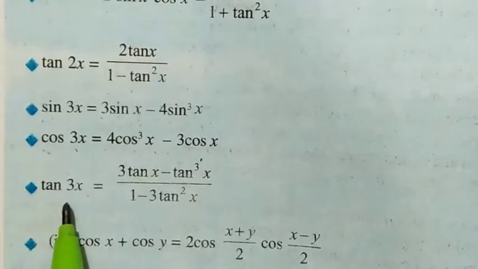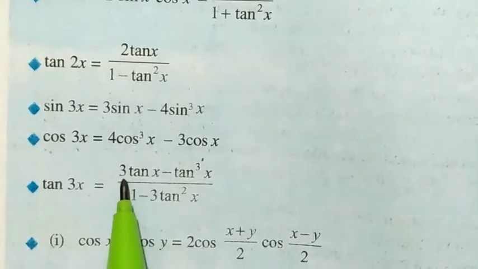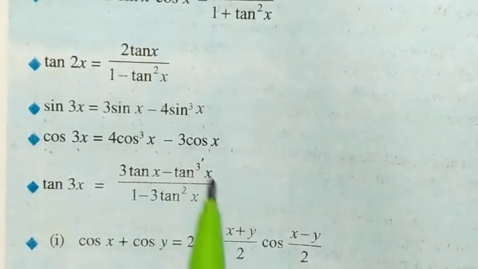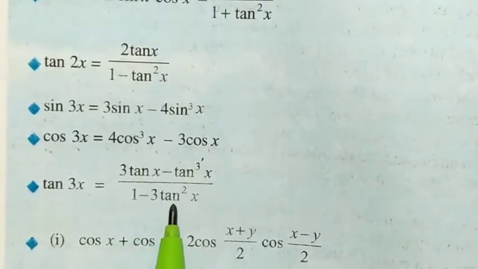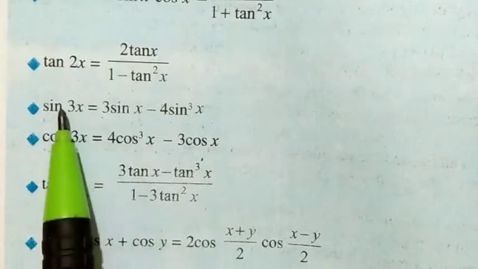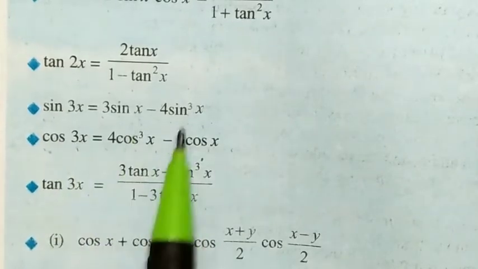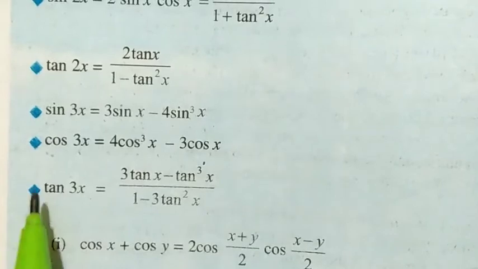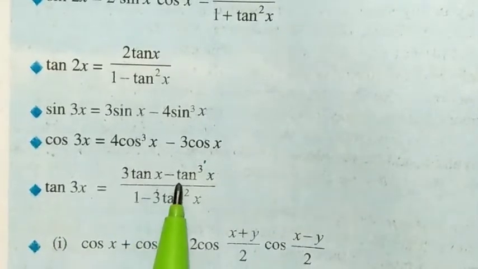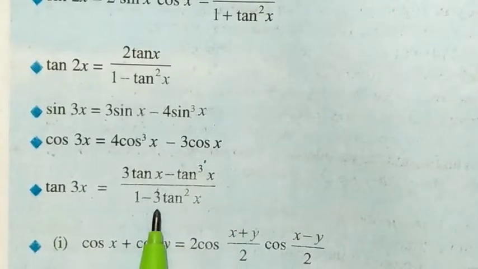Now tan 3x is equals to 3 tan x minus tan cube x divided by 1 minus 3 tan square x. This also you can get by sin 3x by cos 3x and then converting that in tan. So tan 3x is equals to 3 tan x minus tan cube x divided by 1 minus 3 tan square x.